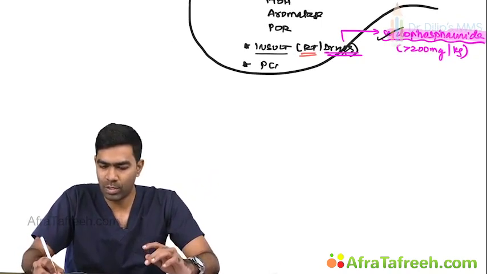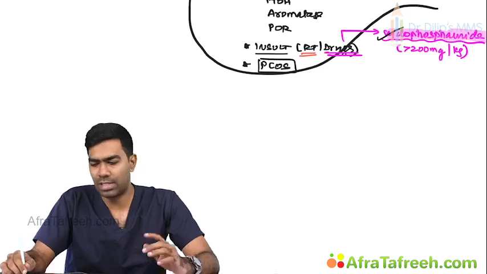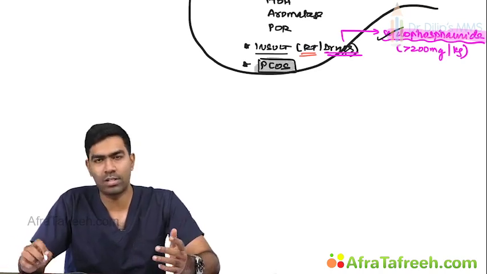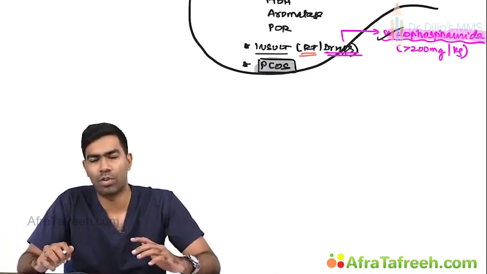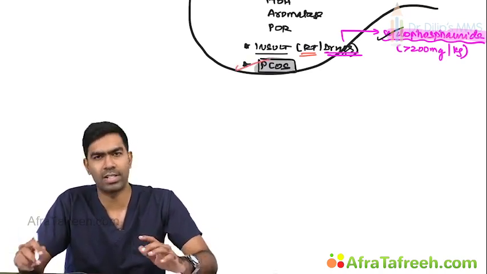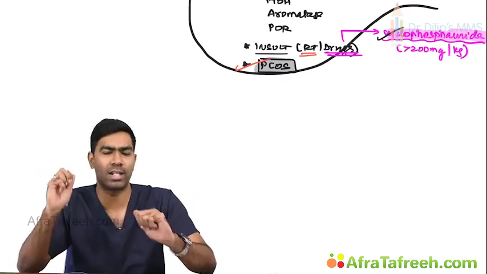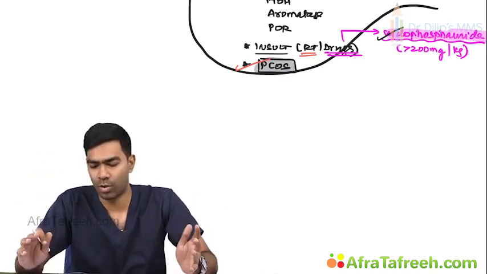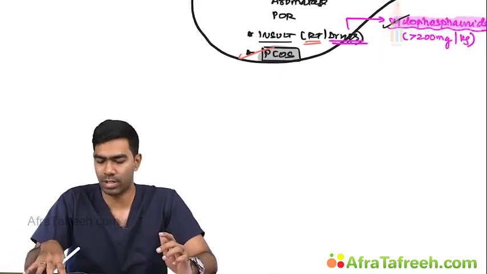And then you have PCOS. PCOS is the most common in this group, to be honest. It's one of the important ovarian causes of oligoamenorrhea and anovulation. And the details of PCOS we will discuss in great depth in the next video. So no need to worry about PCOS right now.